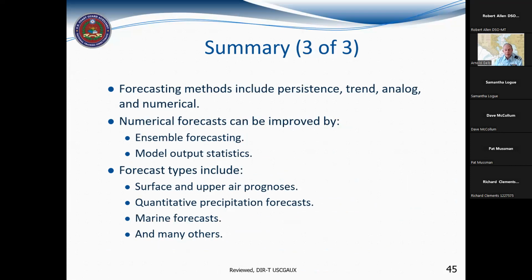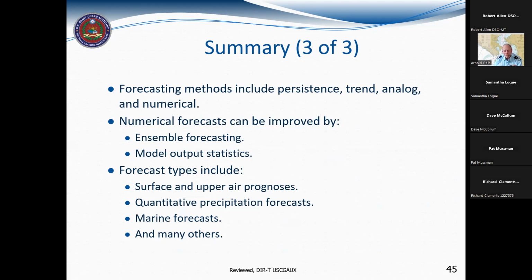We talked a little bit about forecasting methods, and these include persistence, trend, analog, and numerical. And numerical trends can be improved by using ensemble forecasting and models that have output statistics. The forecast types include surface and upper air prognoses. There are quantitative precipitation forecasts, marine forecasts, and also many others.